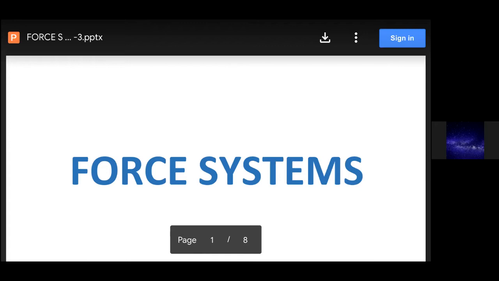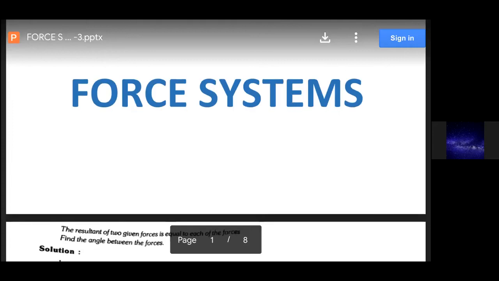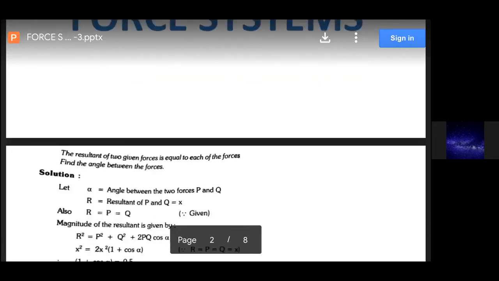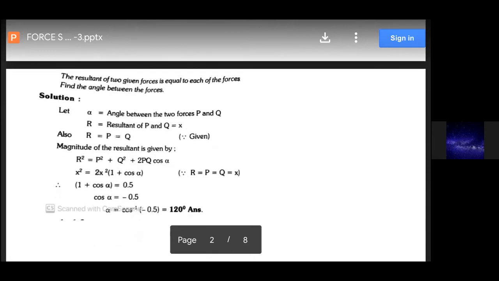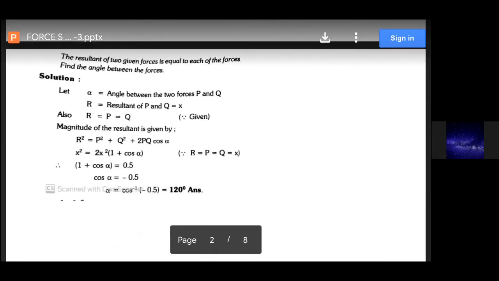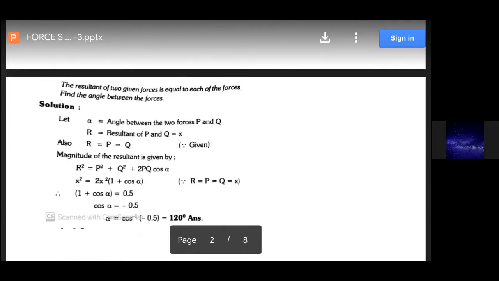In the parallelogram law method, we derived the expressions for the resultant and its direction also. In the resolution method, we already explained the formula. We don't have a derivation, just a direct formula. Yesterday we solved some problems, and in this session also we'll do some problems using the parallelogram law method and the resolution method. Okay, the problem is here.